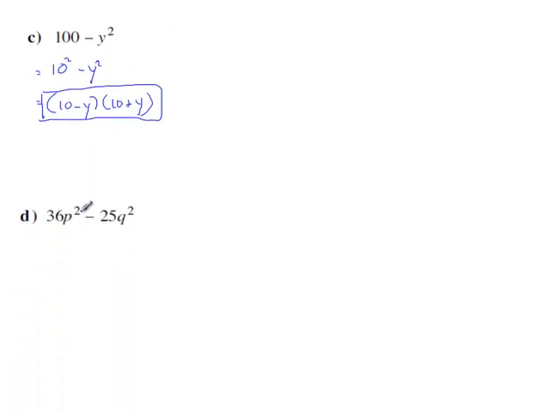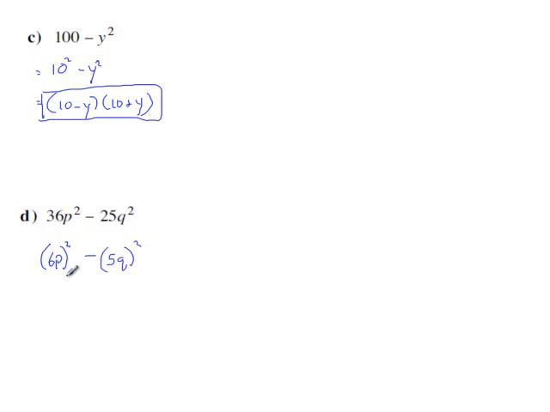Part D. Remember, the squared only goes with the letter term, not with the coefficients. So 36, we can write that as 6 squared. So 6 squared times p squared. I'm just going to skip a step to save space and write it as (6p) squared. 25 is 5 squared. So 5 squared times q squared is (5q) squared.